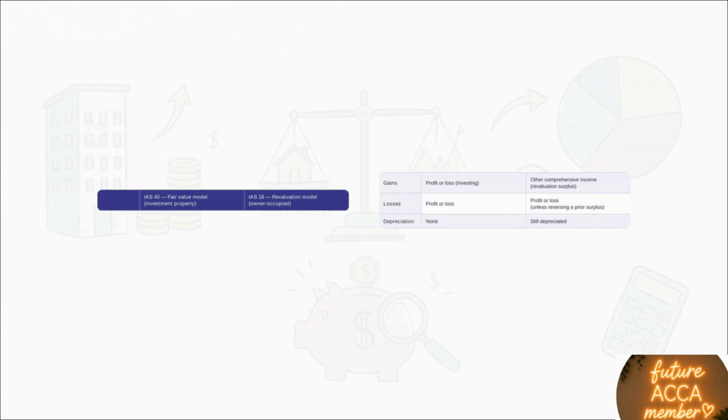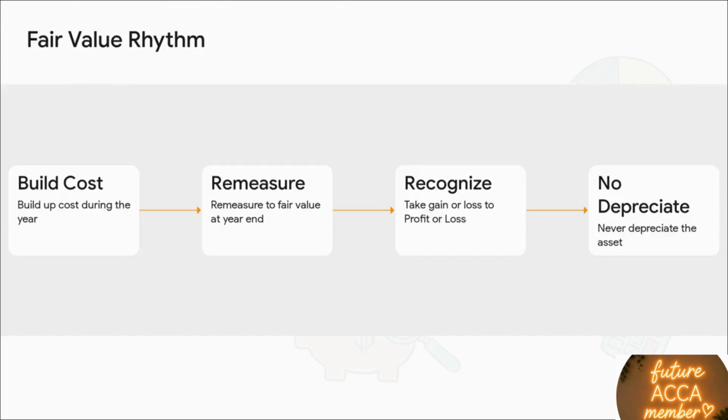Why? Because if you are constantly updating the property to its current market value every single year, depreciating it on top of that would just be double counting the wear and tear. It makes no sense. Let's build this into a rhythm that you really need to internalize for the exam when you're dealing with the fair value model.